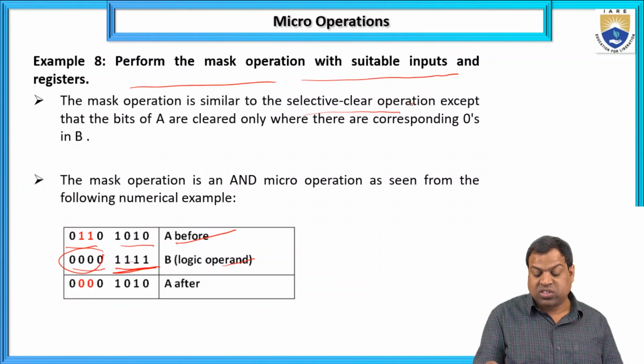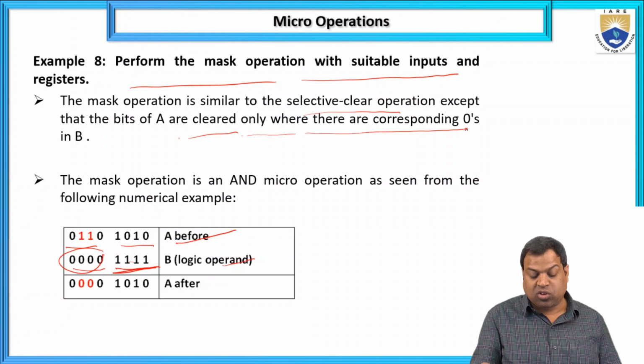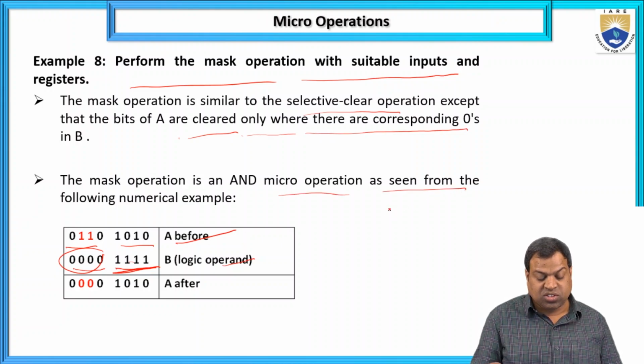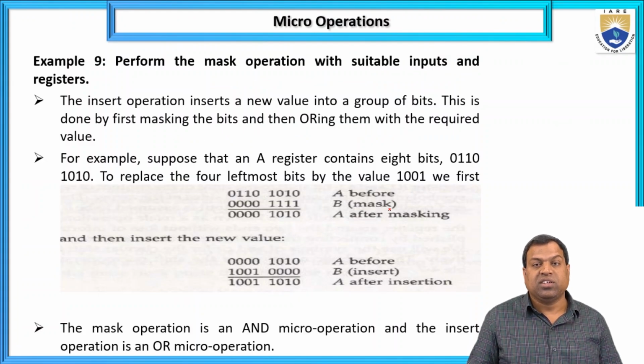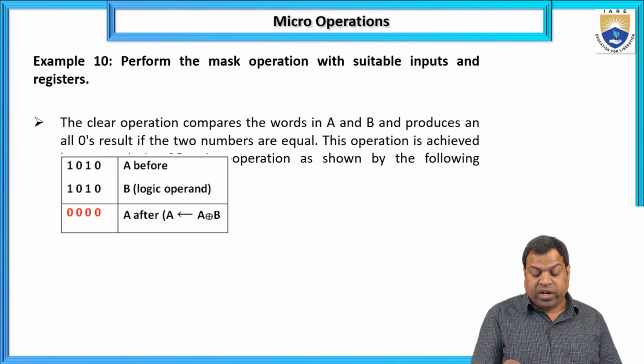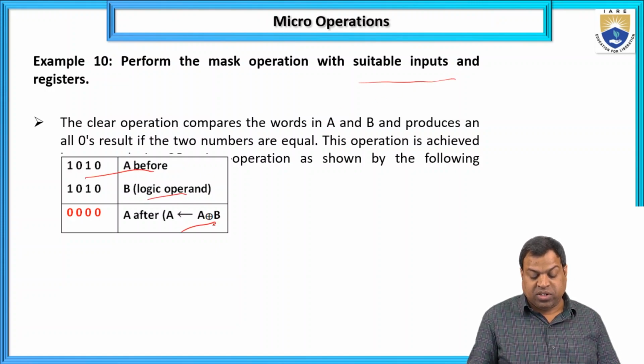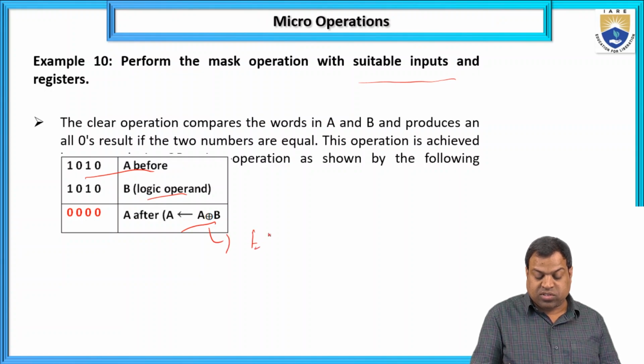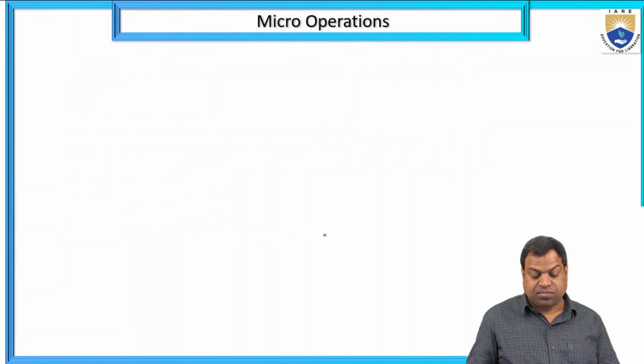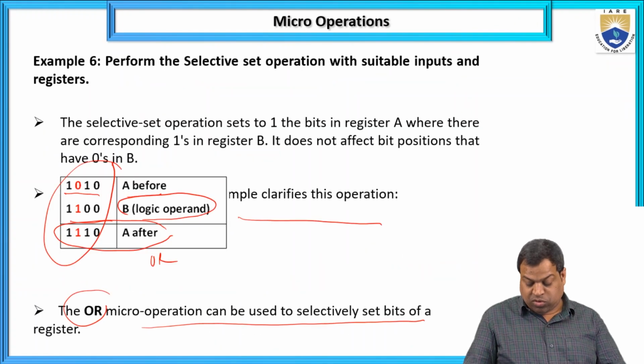Mask operation is similar to the selective clear operation, except that bits of A are cleared only where there are corresponding zeros in B. The mask operation is an AND micro operation. It is a mask operation with suitable inputs and registers. Here I am taking XOR. So these are the logical micro operations.